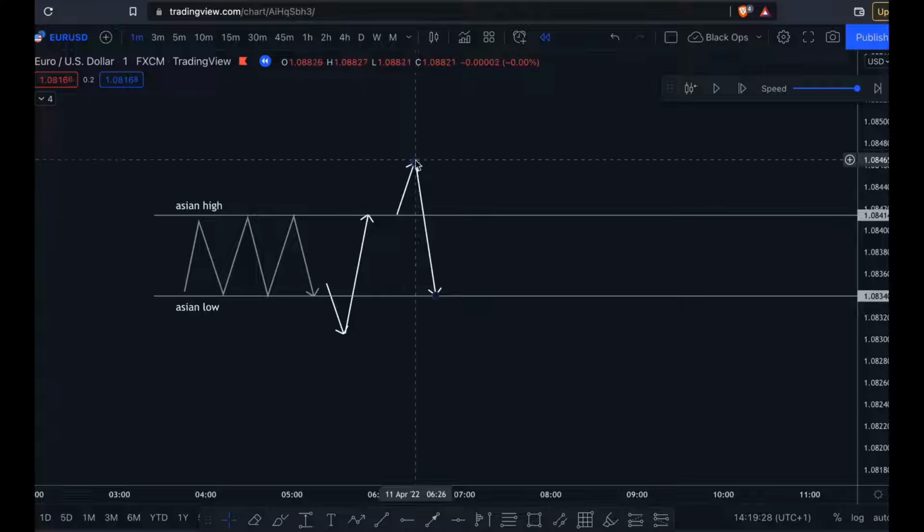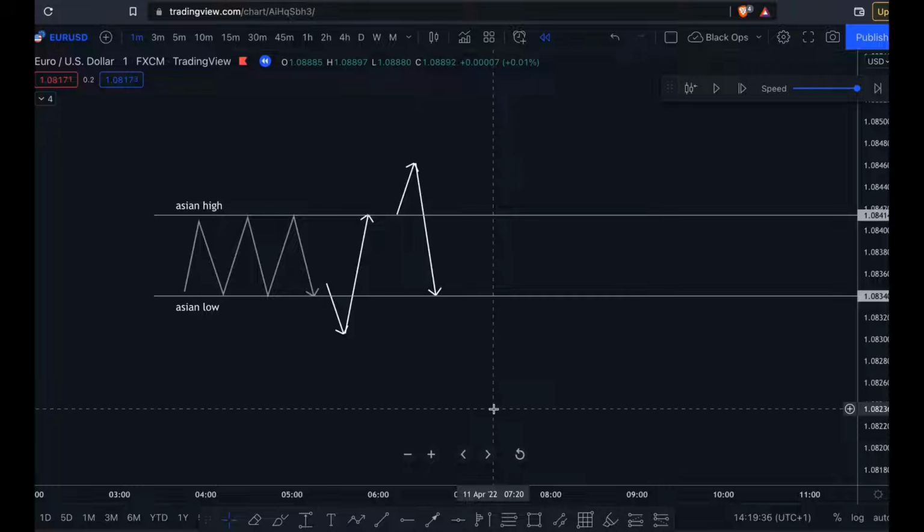Or we look for the Asian high to be taken, as we can see by these arrows over here. And then we want to be looking for sells to target Asian low. And that's basically what makes the consensus for this type of trade.